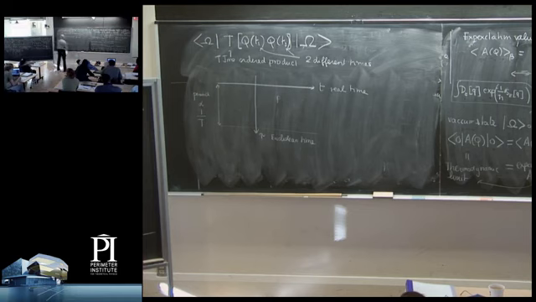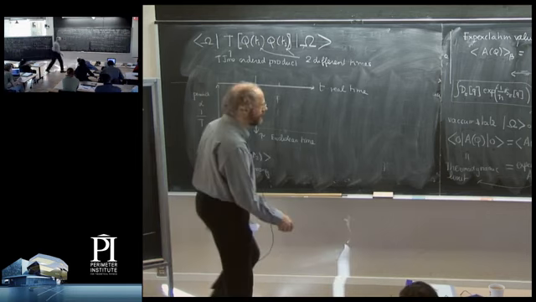You have to compute the expectation value of the product of Q at time tau 1 and Q at time tau 2. So you have to compute something which will be the expectation value of Q of tau 1, Q of tau 2 in the Euclidean theory.